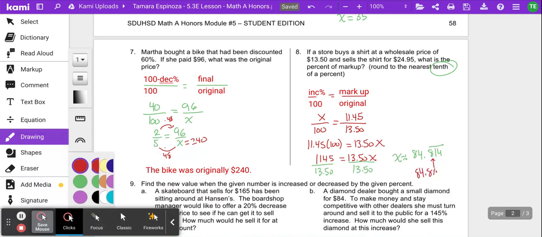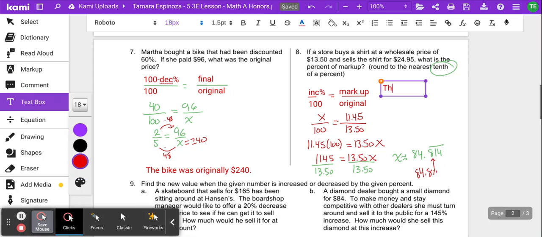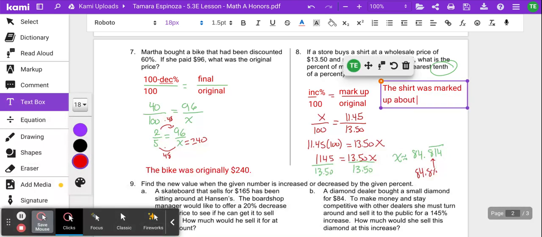So the shirt was marked up about, because we rounded, 84.8%.